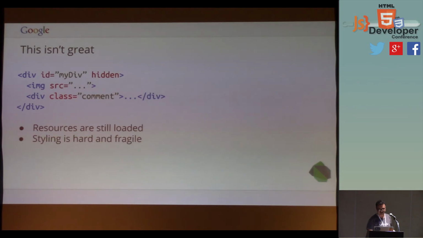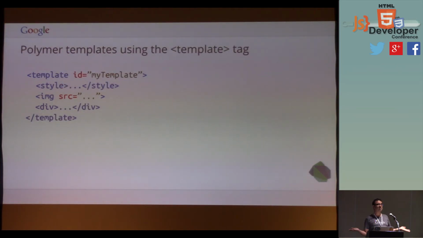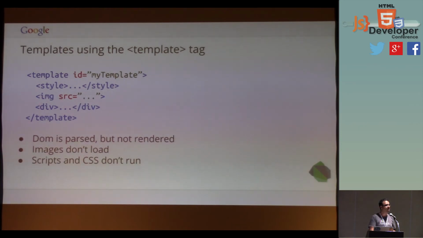So Polymer gives you that. Here's a Polymer template. It's basically the same thing. It's got an ID. It's got some styles inside it. We'll talk about that in a second. It's got an image and a div and all that. Now what's different about this? The DOM is parsed, but it is not rendered. Parsed, but not rendered. You pay only for the parsing, which is just very, very little.